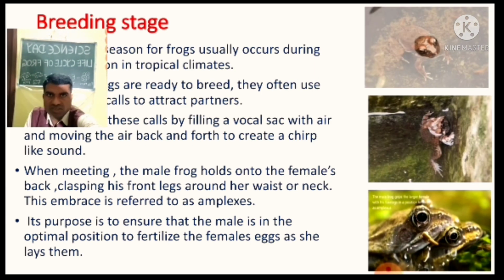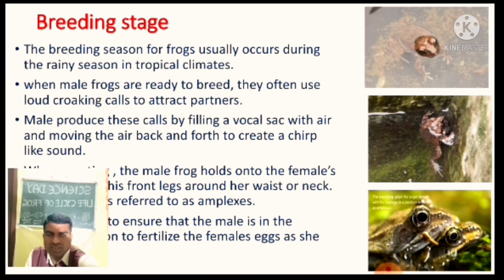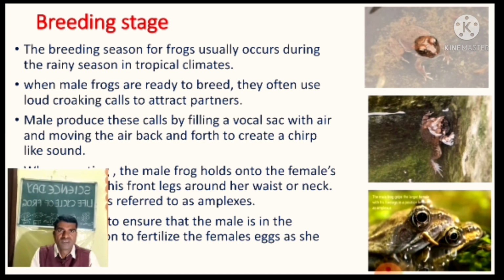Now the next stage, that is the breeding stage. The breeding season for frogs usually occurs during the rainy seasons in tropical climates. When male frogs are ready to breed, they often use loud croaking calls to attract partners. Males produce these calls by filling a vocal sac with air and moving the air back and forth to create chirp-like sounds.